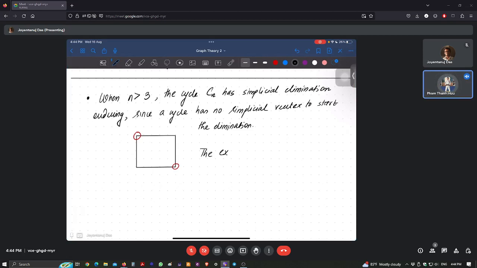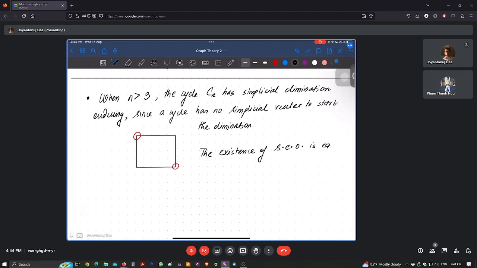So the existence of a simplicial elimination ordering is equivalent to the absence of such cycles as an induced subgraph. Right. I think up to this is fine, right?